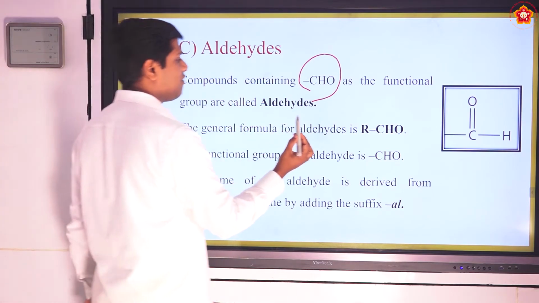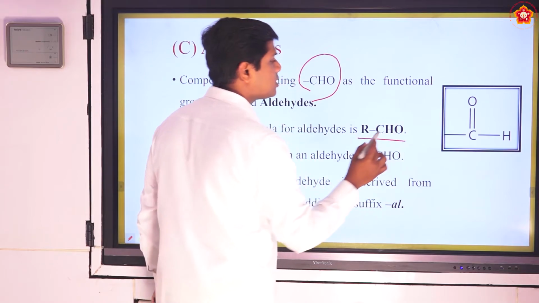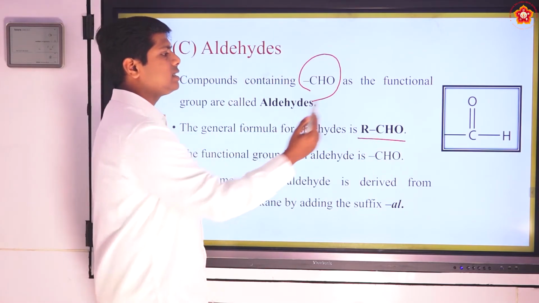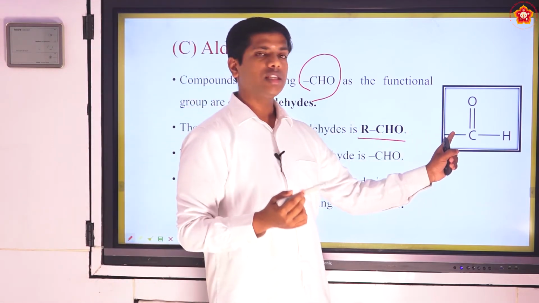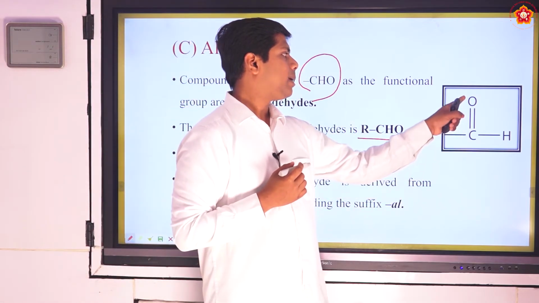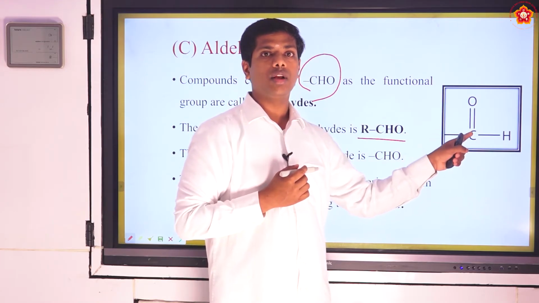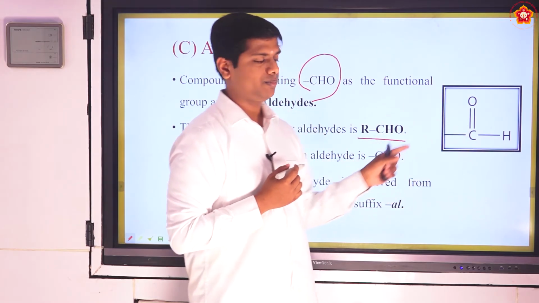The general formula for aldehydes is RCHO, and the functional group in an aldehyde is CHO. This is the representation of CHO: C double bond O, with H. This is the representation of the functional group CHO, that is, aldehyde.